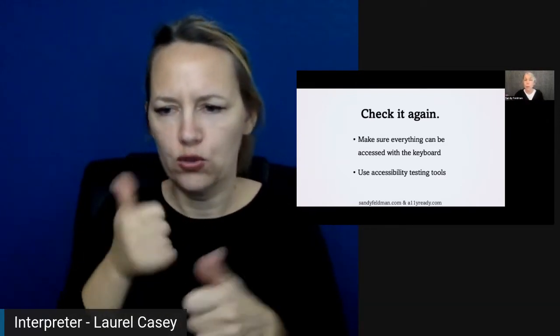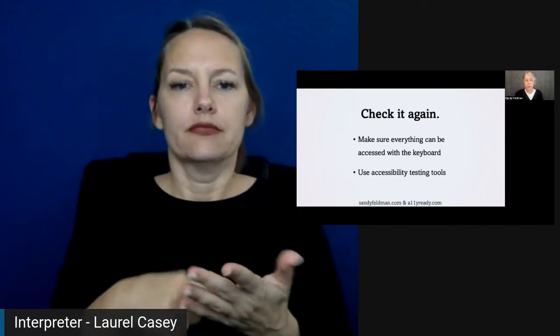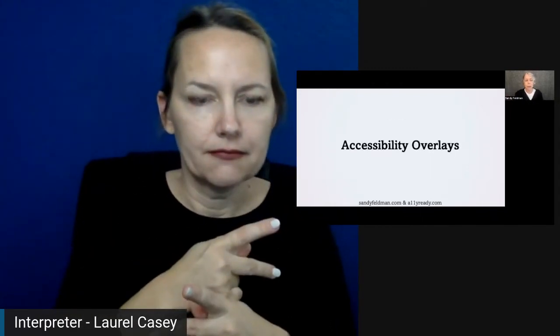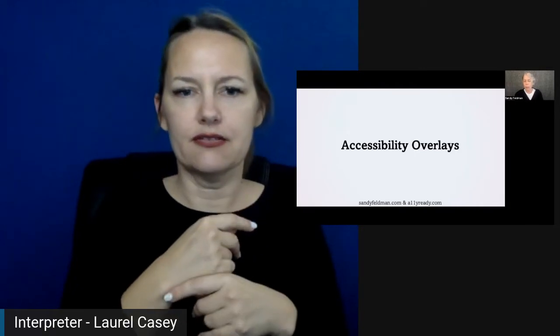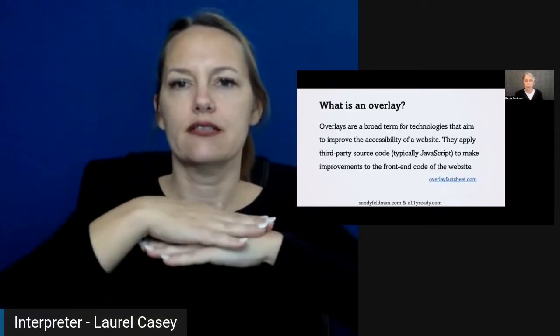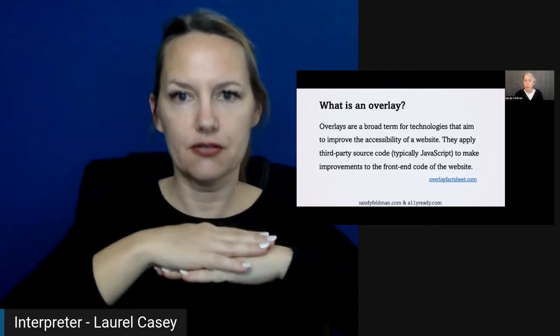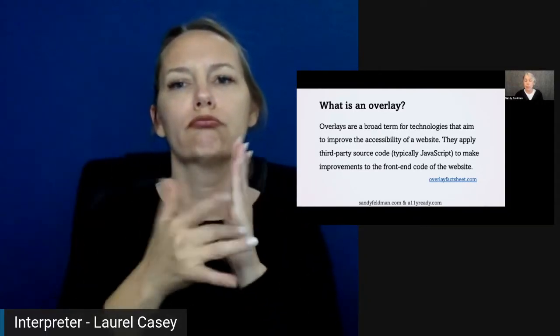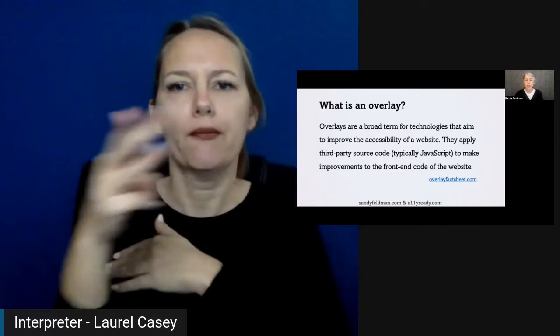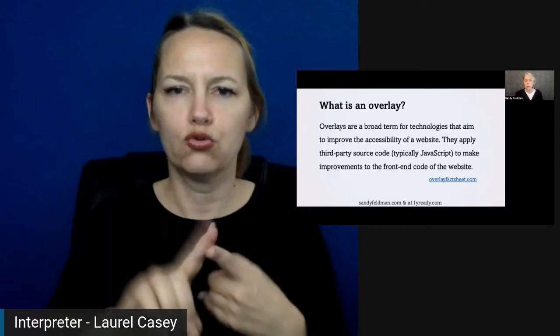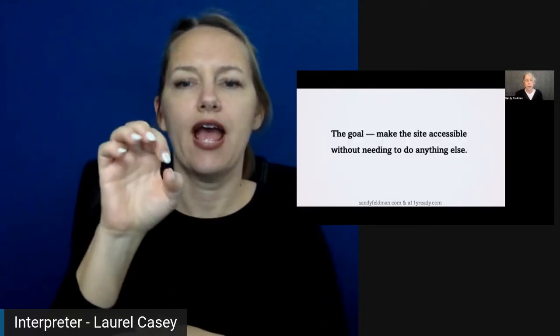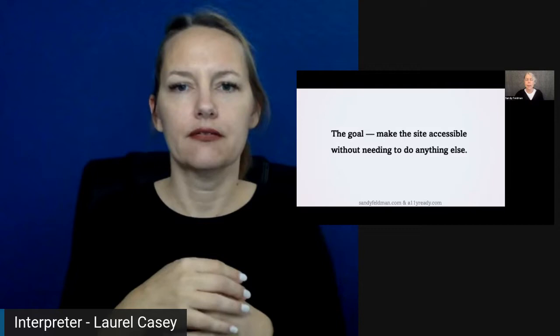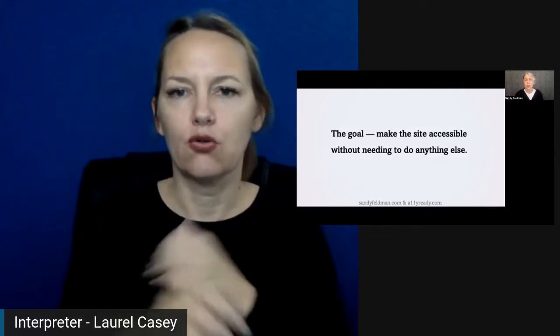So now I'm going to talk about a particular kind of plugin, and that's an accessibility overlay. And overlays are, I'm going to read here from the overlayfactsheet.com. Overlays are a broad term for technologies that aim to improve the accessibility of a website. They apply third-party source code, typically JavaScript, to make improvements to front-end code of the website. And the goal is to make the site accessible without needing to do anything else.